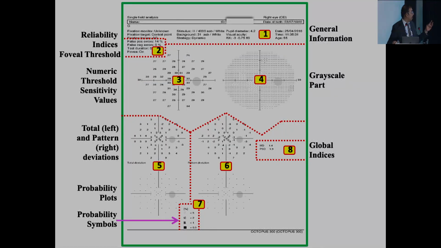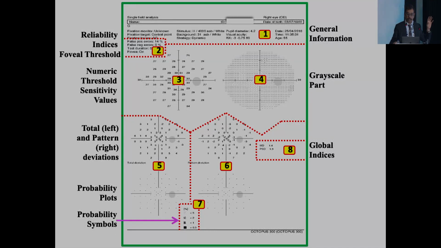So this is the typical Humphrey visual field, but this is the Octopus machine. But the printout, you can get it as a Humphrey printout. That is one advantage with the Octopus machine. I don't have any financial interest with them. So there are 8 zones. I have divided it as 8 zones in Octopus as well as in the Humphreys. Zone 1 is the general information.